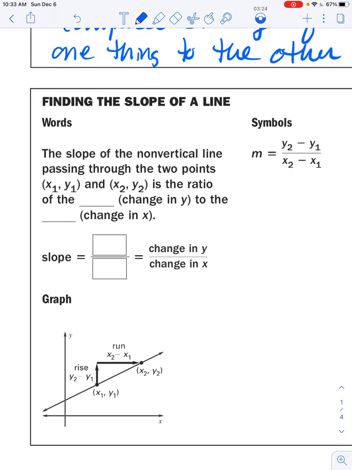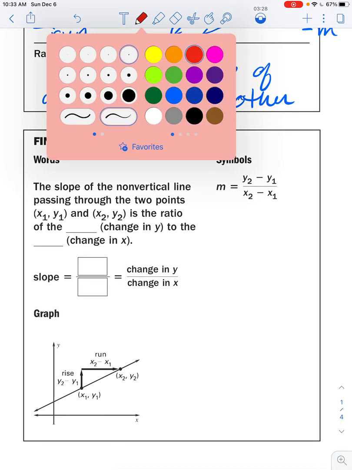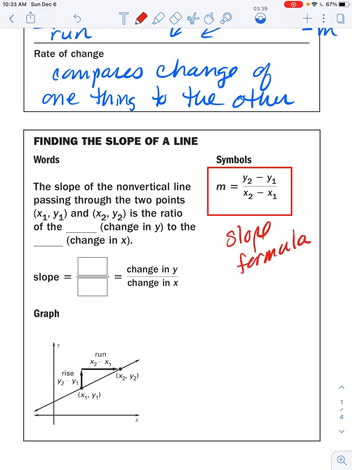Right now, we're going to worry about just calculating the slope for lines. Something you're going to need to know for the rest of your math life is right here. There's that M I was talking about. This is going to be the slope formula. And I can tell you as a high school math teacher that you're going to need to know that for a zillion years. You're going to get asked that and use that over and over and over. So you have to get that into your brain.